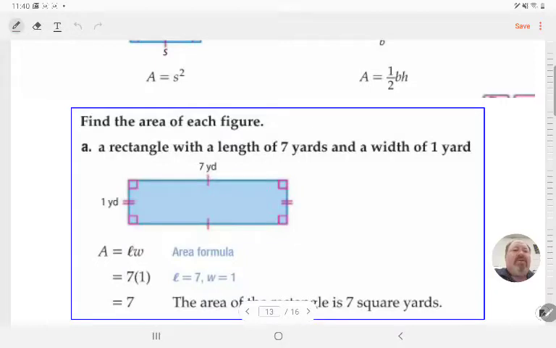If a rectangle has a length of 7 yards and the width of 1 yard, plug in what we know. It's just length times width. So 7 times 1, or the answer would be 7 square yards. Don't forget to put the square yards. And remember, I could write that also like that. Okay? All right.